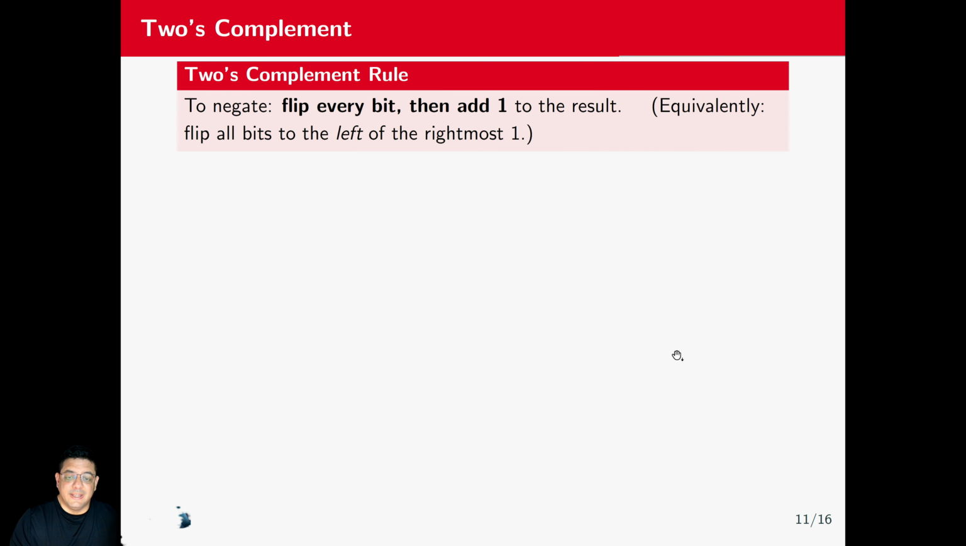So what we do instead, and is the most common system that is used, is the two's complement rule, which is to negate, we flip every bit, then we add 1 to the result. So equivalently, we flip all the bits to the left of the rightmost 1.